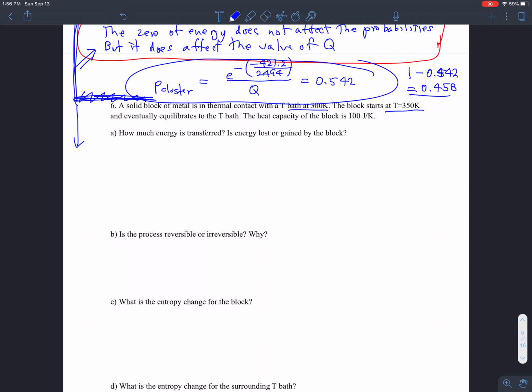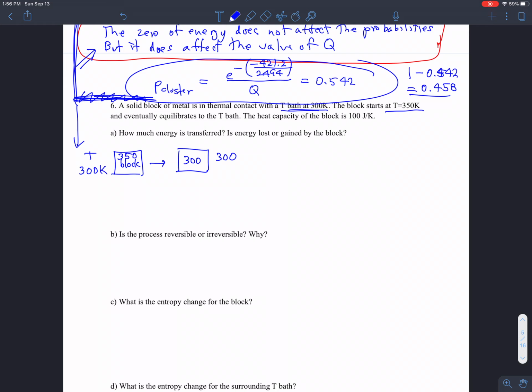So a solid block of metal is in thermal contact with a T bath at 300 Kelvin. It's usually a good idea to draw a picture. So here's our T bath at 300 K, and the block starts at 350. So it starts at a higher temperature than the bath temperature. It eventually equilibrates, of course, because it has to. So both block and bath are at 300 K.